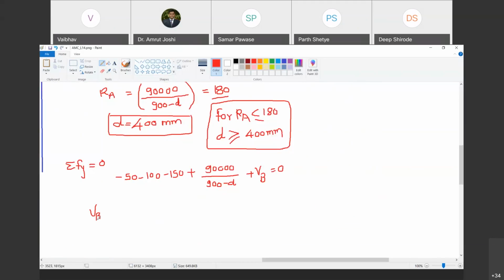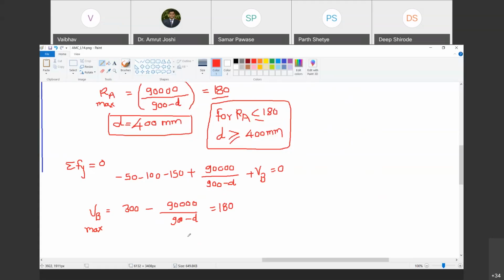VB therefore is equal to ये तीनों की सम, तो ये -300 होगा, उस साइड में जाके +300 रहेगा. Are you with me? Plus 300 minus 90,000 divided by 900 minus D. Are you with me? और ये VB की वैल्यू मैक्सिमम कितनी हो सकती है? RA की मैक्सिमम वैल्यू कितनी है? 180. So VB maximum can approach 180. Do you agree with me?